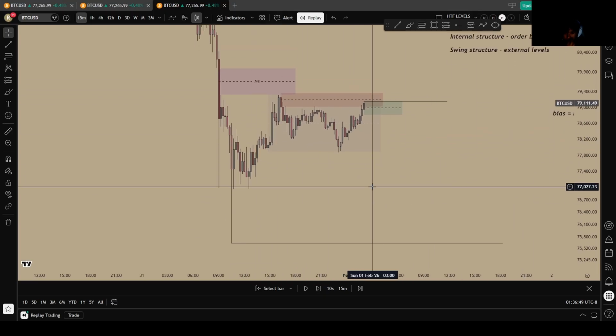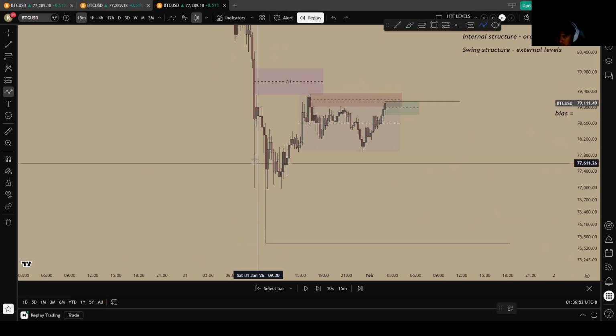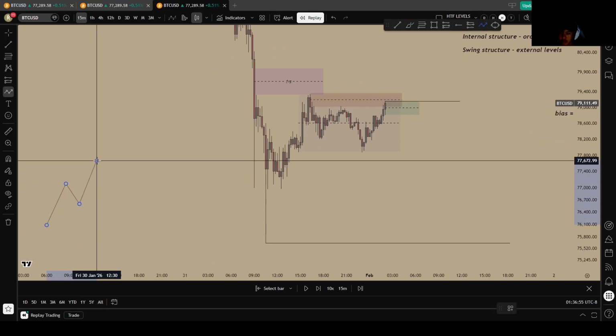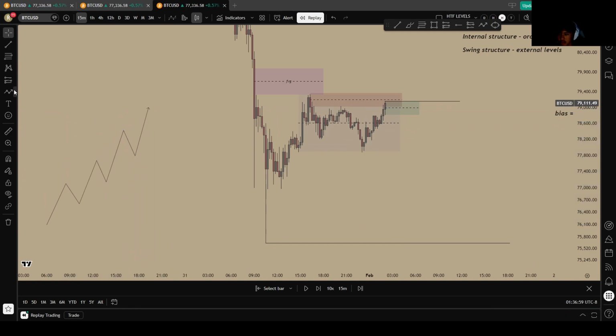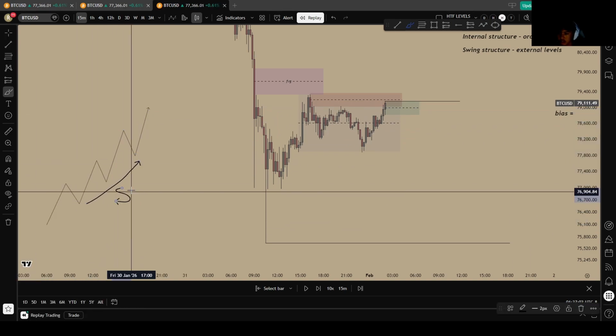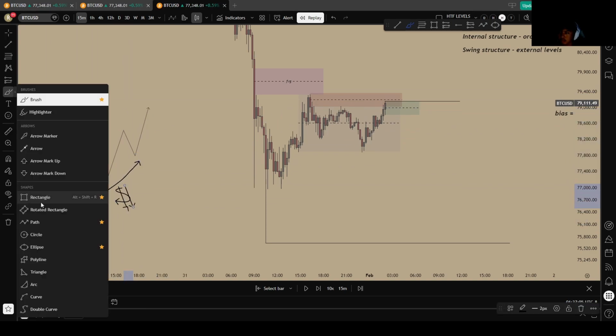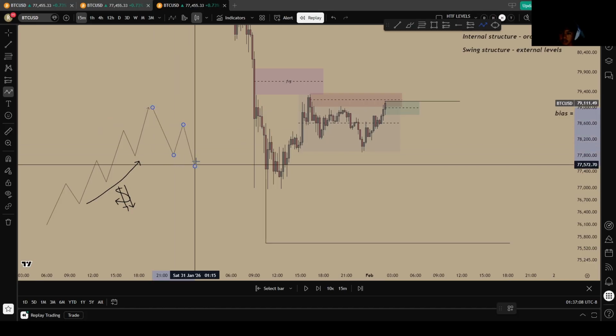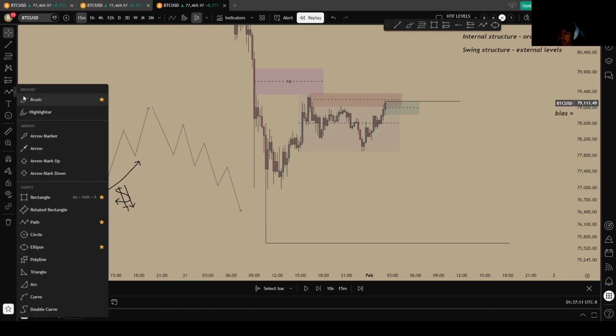If you know anything about market structure and liquidity, I've done this many times in my videos. When price is trending up like this, liquidity is here. The same thing if price is trending down and it's forming lower highs and lower lows, liquidity is going to lie at these highs.